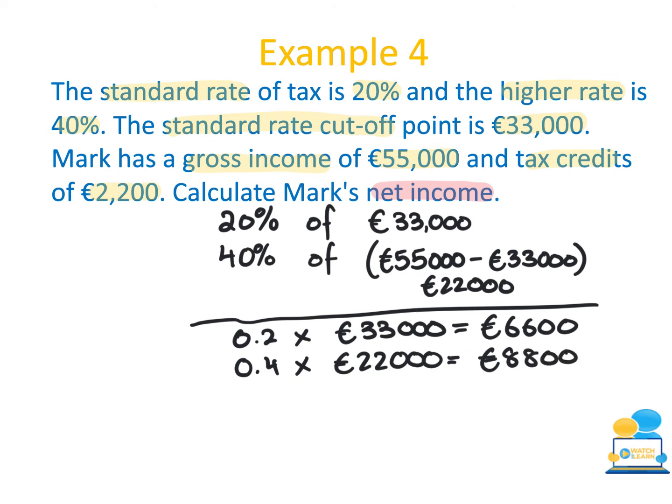So you can see that even though we're taxing less money at the higher rate, we're getting more money in tax because obviously you're finding tax at a higher percentage. So now if I add these two numbers together, that is going to give me my gross tax, which gives me a gross tax of 15,400 euros. So that is Mark's gross tax, 15,400, but we know he doesn't have to pay that amount of tax because he has a tax credit, which is 2,200. So I'm going to take that away.